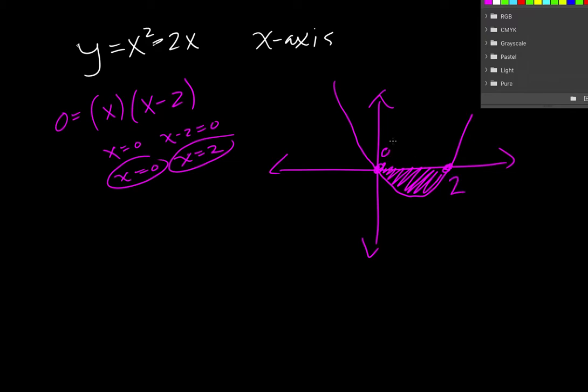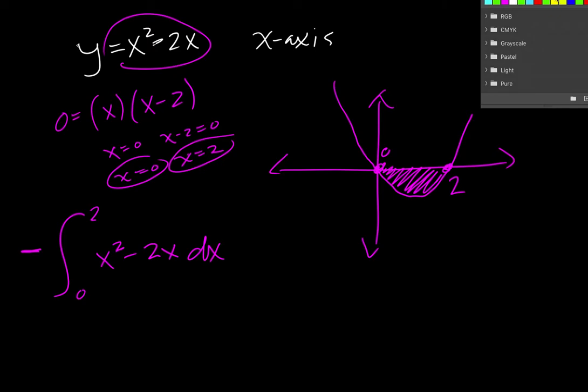And to compensate for that, we're going to put a negative sign out in front of our integral, and we use our x values from 0 to 2, and then we write our function in there. Okay, and then from here on out, it's just the same as what we did in the previous video. So we get x to the 3 over 3 minus 2x squared divided by 2. Evaluate that from 0 to 2, and then we have our negative sign out in front.